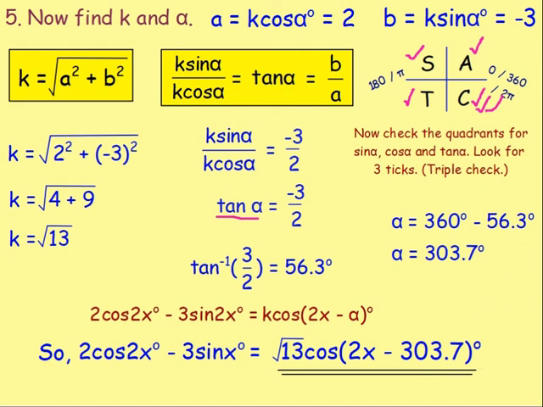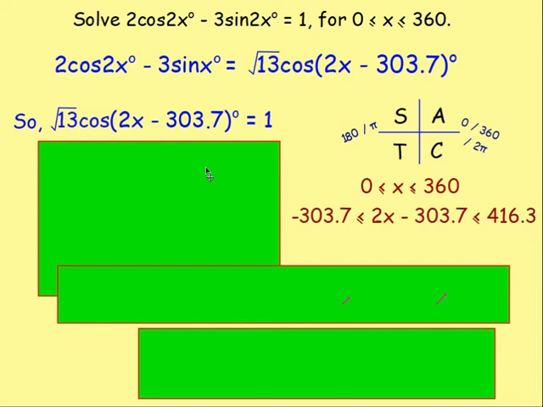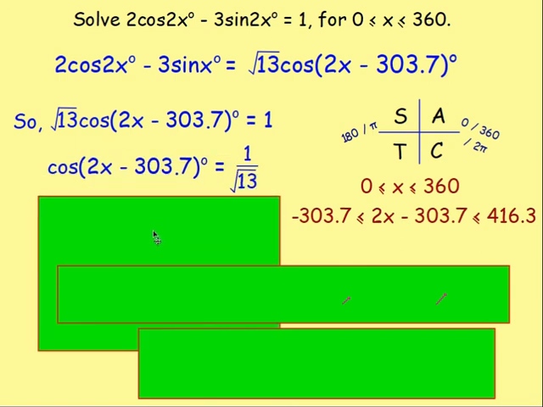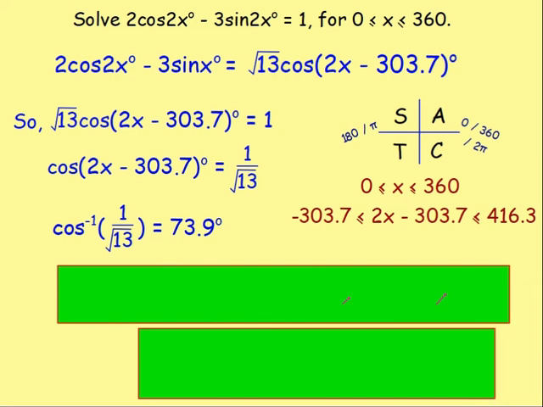So that is us having it in this form here, which makes it easy to then solve the equation when that equals 1. Because all we do is replace the left-hand side with root 13 cos of 2x minus 303.7. So we will end up with that right-hand side equals 1. From there, you know you have to divide by root 13. And after that, because we've got it in the form of cos something equals 1 over root 13, we'd work out cos to the minus 1 of 1 over root 13. That will give us 73.9 degrees.